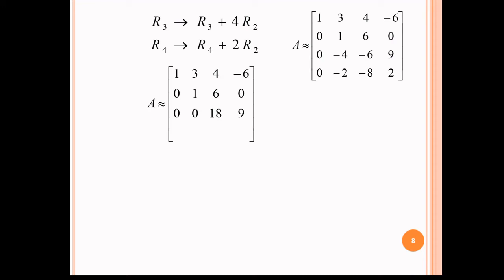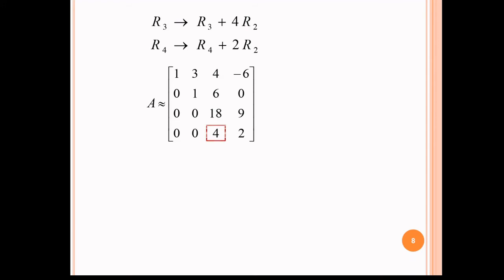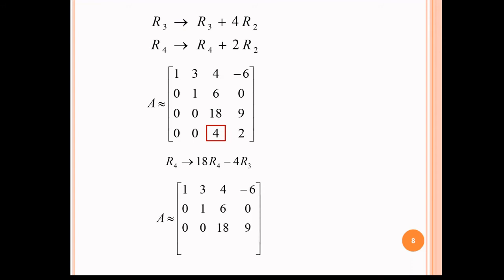So R4 is minus 2, twice R2 is plus 2. So we get this as the fourth row. Now what is left? Left one is this 4 to be made 0. And now here we have to take care that R4 we are going to change using R3. So here simply we can have the operation as 18 times R4 minus 4 times R3, so that we get all the values of R4 as 0.